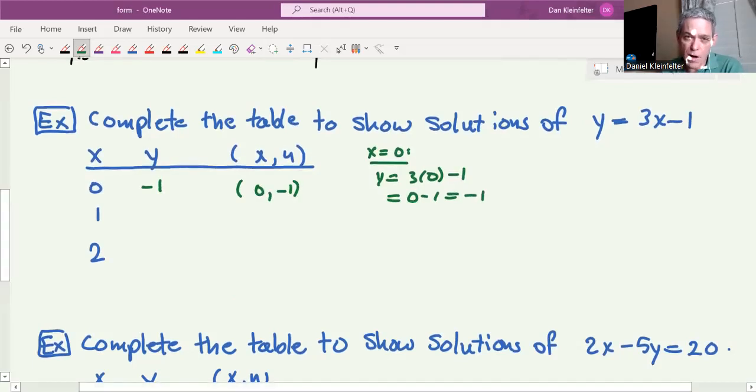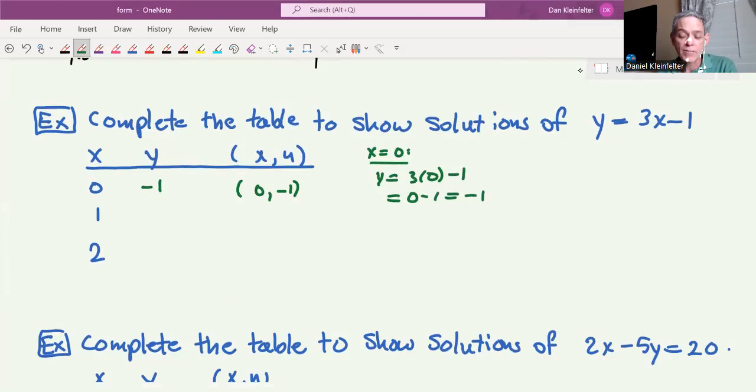Okay, take a minute, pause the video, and see if you can figure out the solutions corresponding to x equaling 1 and x equaling 2.